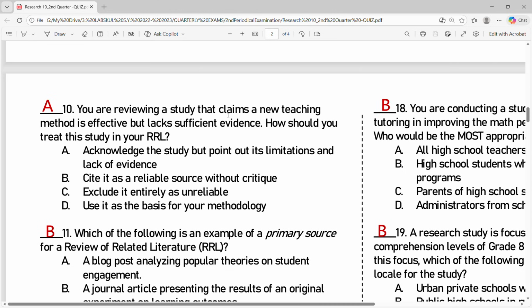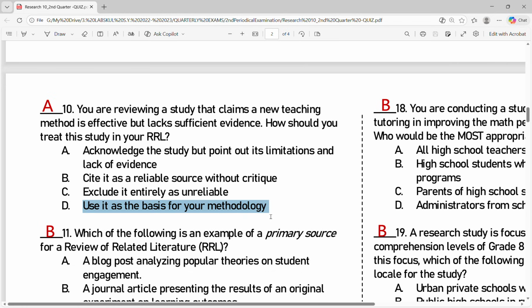Next, number 10. You are reviewing a study that claims a new teaching method is effective but lacks sufficient evidence. How should you treat this study in your review of related literature? So, the best answer here is letter A. Acknowledge the study but point out its limitations and lack of evidence. So letter B is incorrect because you're just going to cite it as a reliable source without critiquing it. Letter C is also incorrect because you're going to exclude it entirely as unreliable. And letter D, use it as a basis for your methodology.